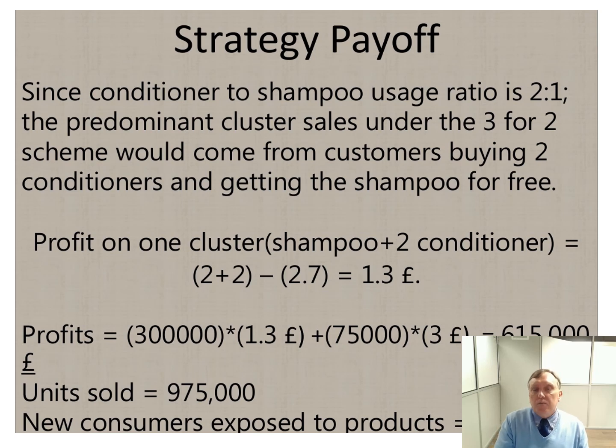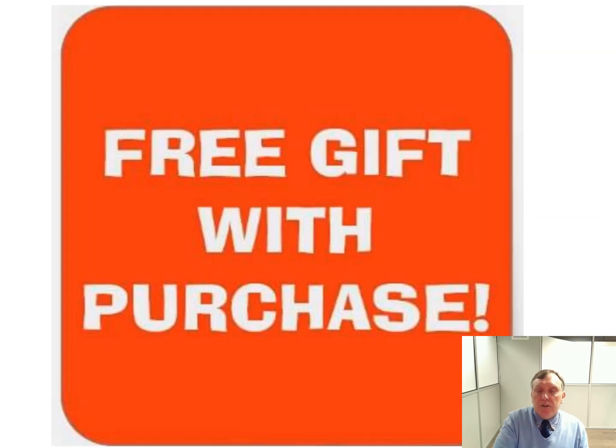So the profit of 1 cluster, shampoo and 2 conditioners, 2 plus 2, minus the 2.7, which is the cost of the other product, is £1.30. So the profits, 300,000 at £1.3 profit each, plus 75,000, etc. Units sold 950,000. Right, so that's the first one.